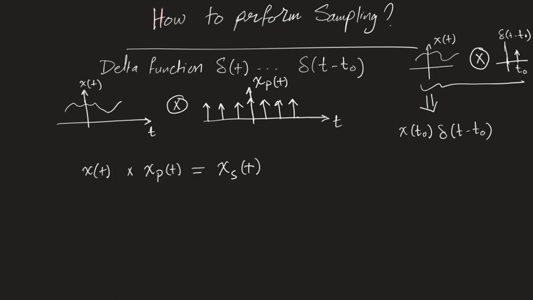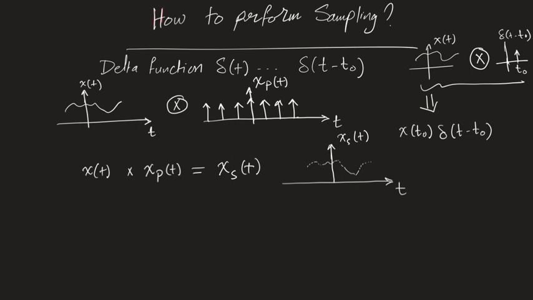So the result of this multiplication, which is called xs, is going to look like this as a function of time. This is the sampled signal, xs of t. And if I imagine that this is the original envelope of that signal, the continuous version that we had up there.